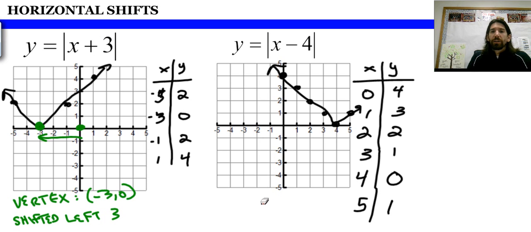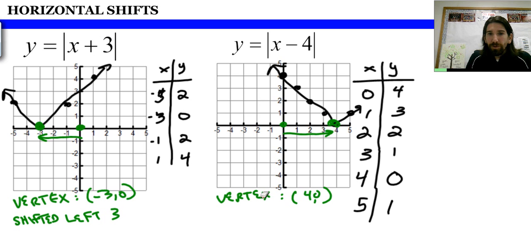Okay. It's the same looking V shape. Down 1, forward 1, down 1, forward 1, up 1, forward 1. Same slope, same V. The difference is where the vertex is. Now my vertex is at 4, 0. Well, the vertex is usually here. This time it moved to the right. So we would say shifted right, how much? 4.